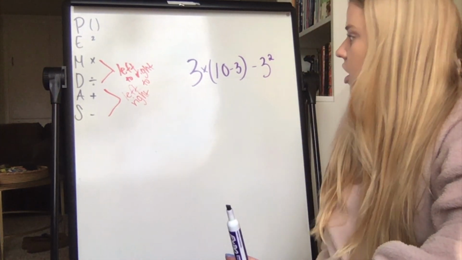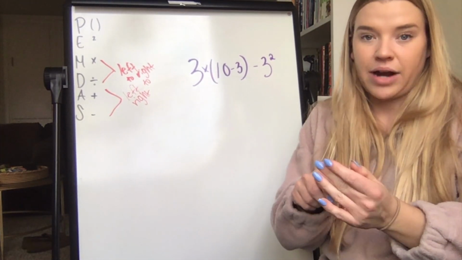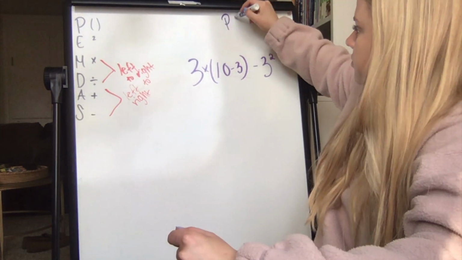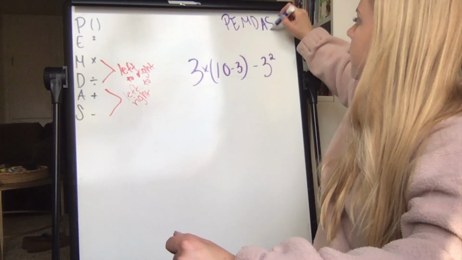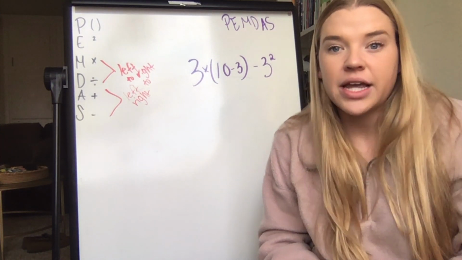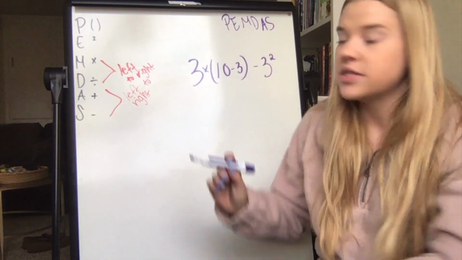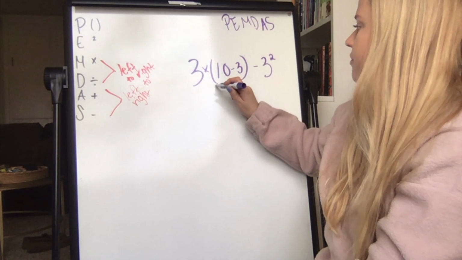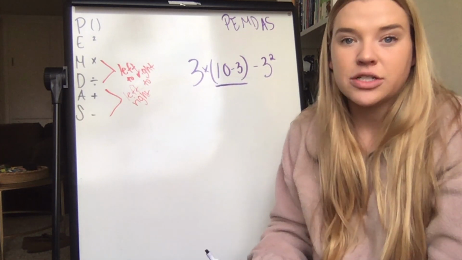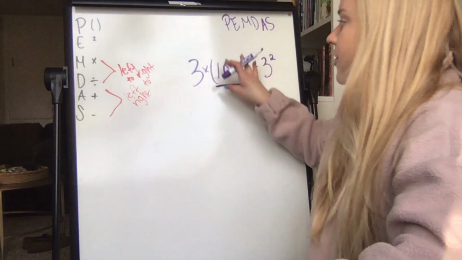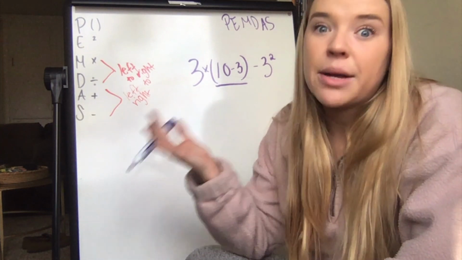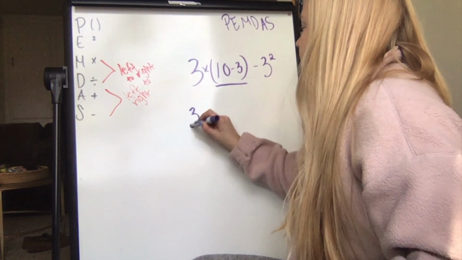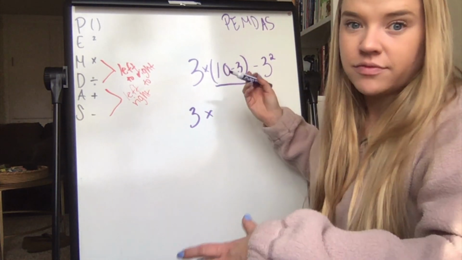When I'm solving these problems, I like to write PEMDAS at the top of each problem, so I can know when I've finished an operation. The first thing I have to start with is my parentheses. So I'm going to look at this problem and find what I have in parentheses. That is 10 minus 3. The only thing I'm going to solve in my first step is what's in the parentheses, because that's step number 1.